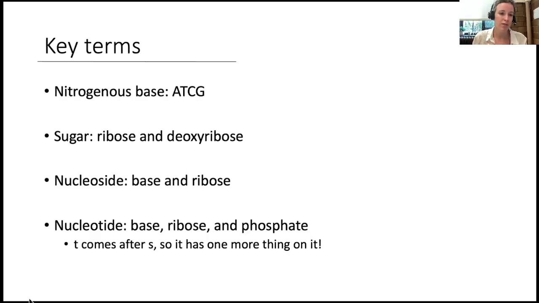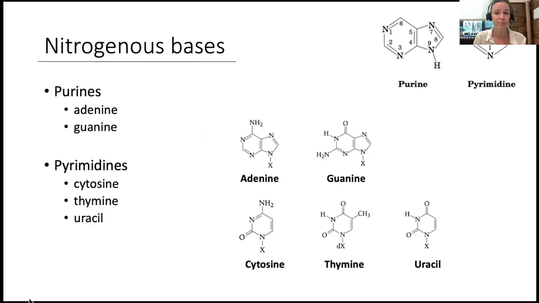So let's start with some key terms. We have nitrogenous bases. Here we're talking about adenine, guanine, thymine, and cytosine. We have the sugar component. We're either talking ribose or deoxyribose. We have a nucleoside, which is the base and the ribose, and the nucleotide, which is the base, ribose, and the phosphate. And we'll take a look at all of these things in the following slides.